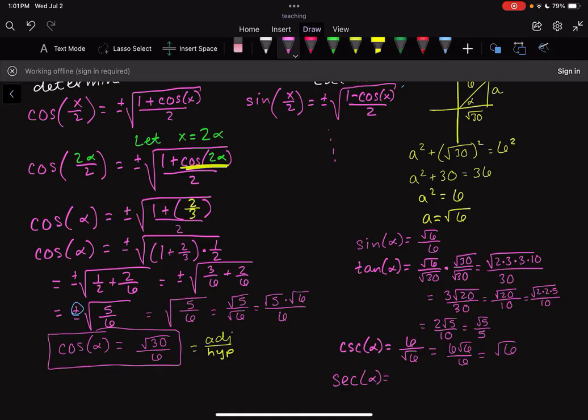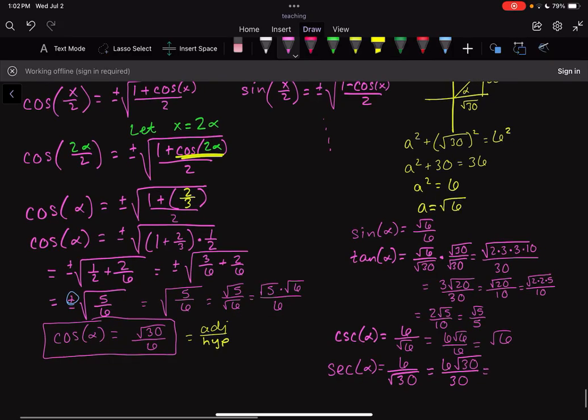Secant is the hypotenuse over the adjacent, so 6 over root 30, which will simplify. I'm going to simplify this one fully for us as well. So let's see, 6 over 30 can reduce by 2, nope, by 6, oh my gosh. So I get root 30 over 5.